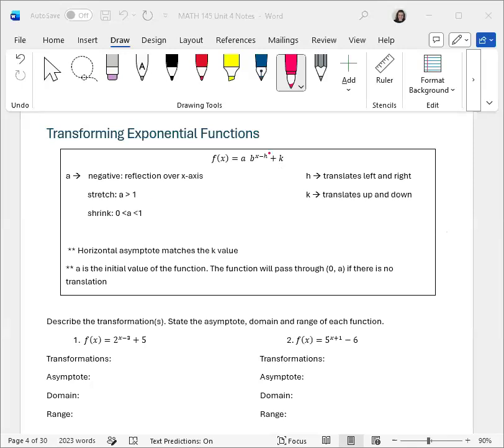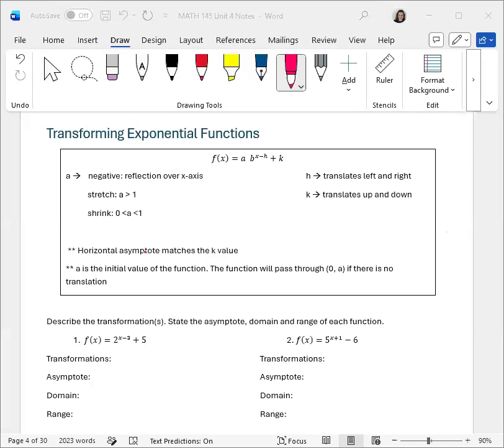H, so a number with the exponent, shifts left or right. And this one, it's tricky because it's the opposite sign that you see. So if it's negative, it's going to shift right. And if it's positive, it's going to shift left. And then any k values being added to the function, that would shift the graph up or down.